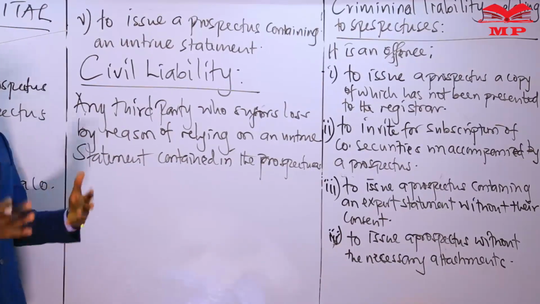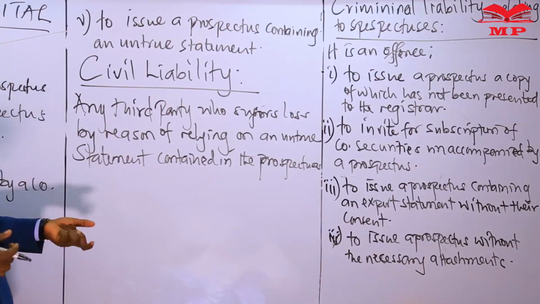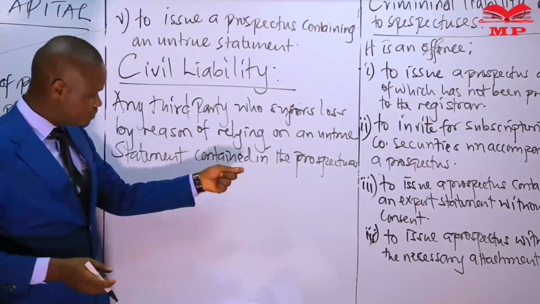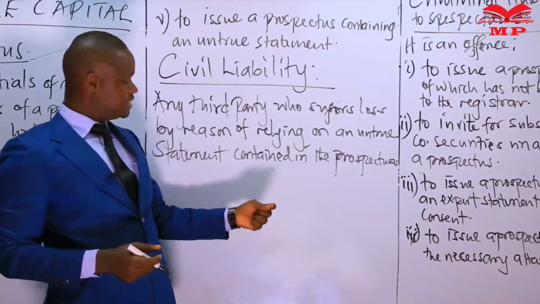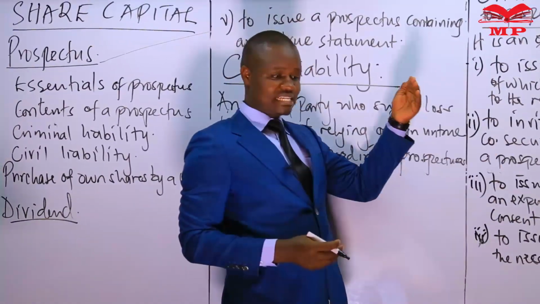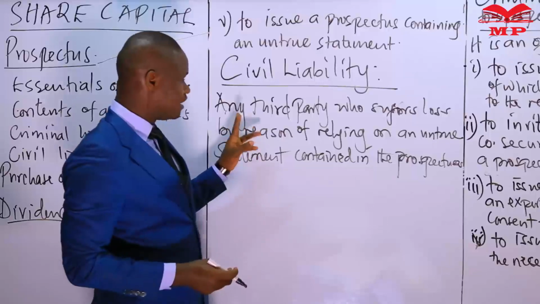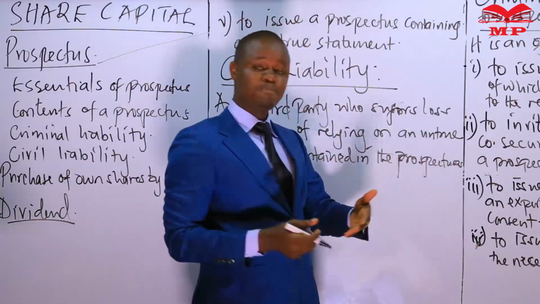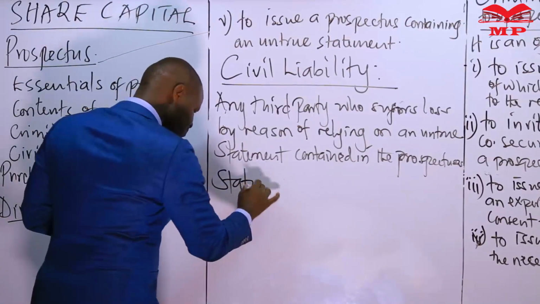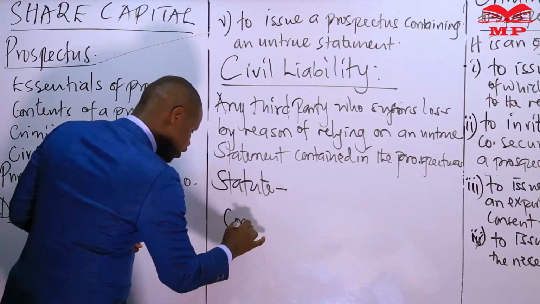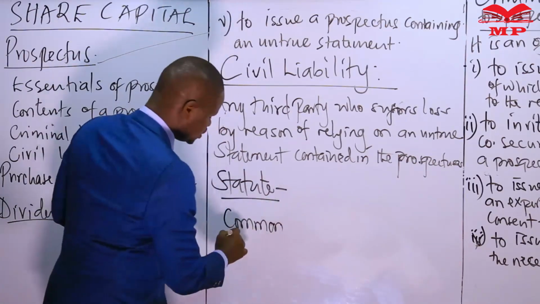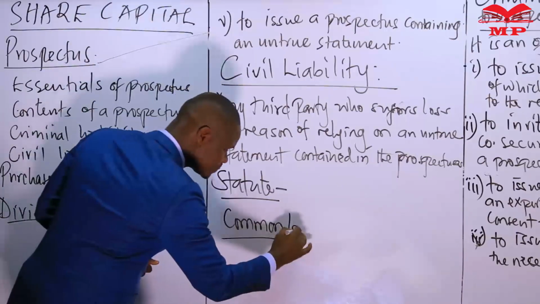So they have received the prospectus, they have read the prospectus. The prospectus did contain a statement that was untrue, that they relied on to make a decision to subscribe for the shares of this company. It is as a result of that subscription that they are claiming that they have suffered loss. They have civil liability both at statute and at common law. They can claim both under statute and at common law.